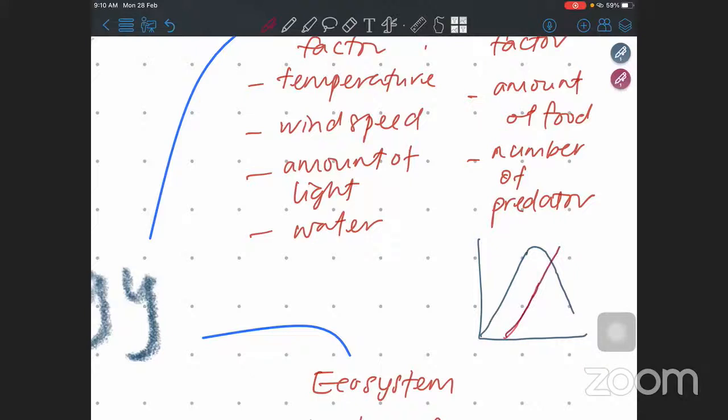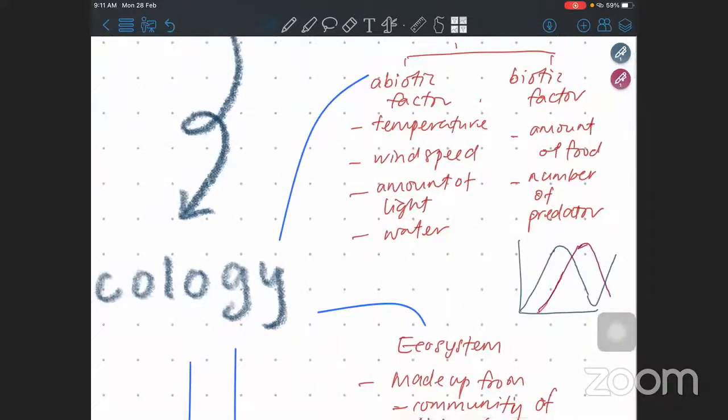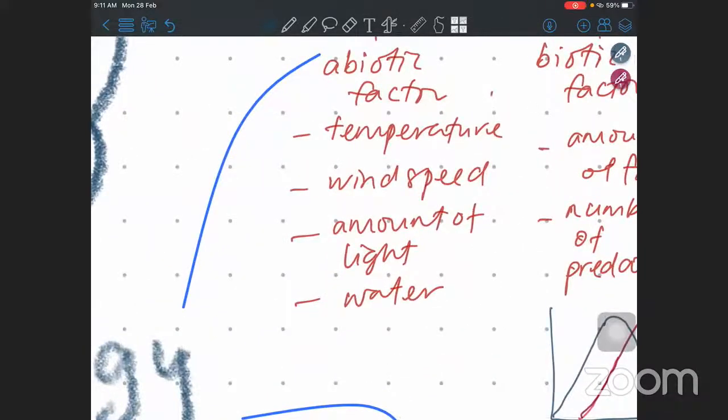Then the rabbits cannot find enough food because the amount of grass has become smaller. So the rabbits will decrease. As the rabbits decrease, the grass will have time to grow again. So this is the interaction between these two, but sometimes it involves a lot more. Other than the grass, you may have some fox, some other predator. The abiotic factors will be the temperature, wind speed, amount of light, and the water.